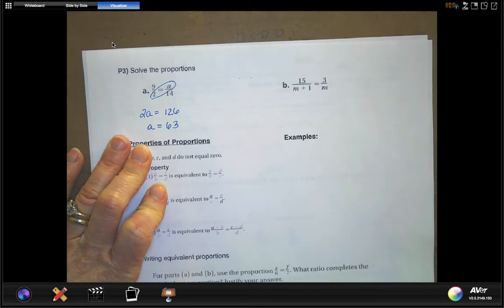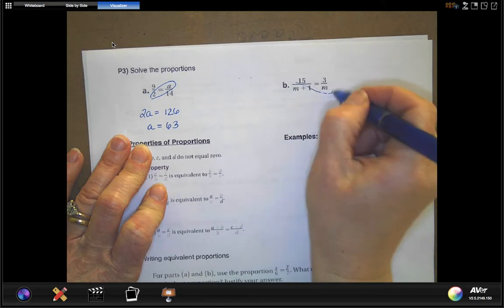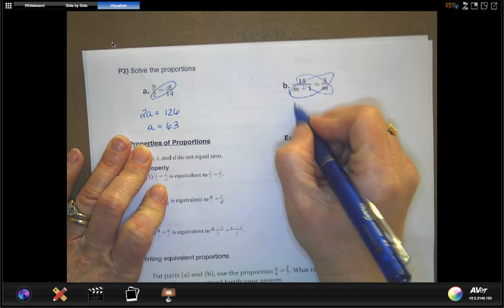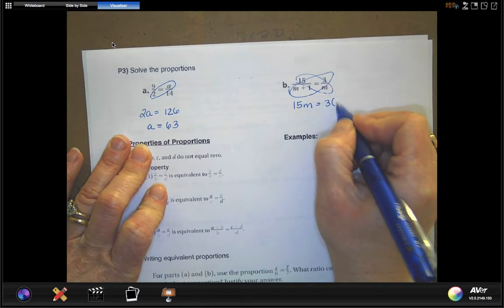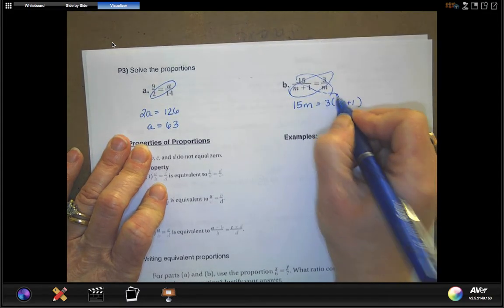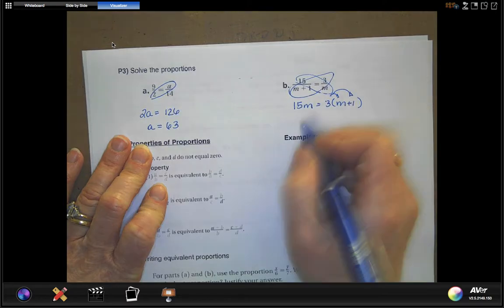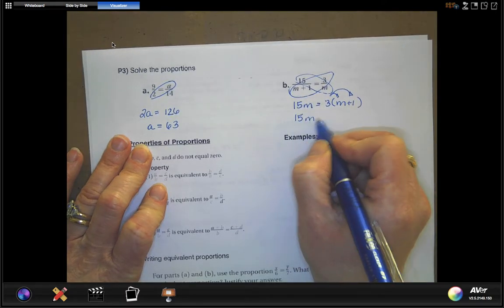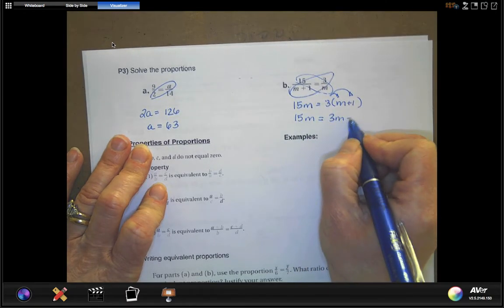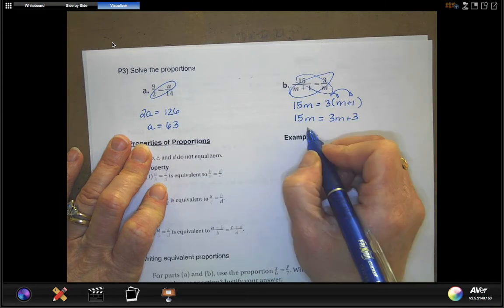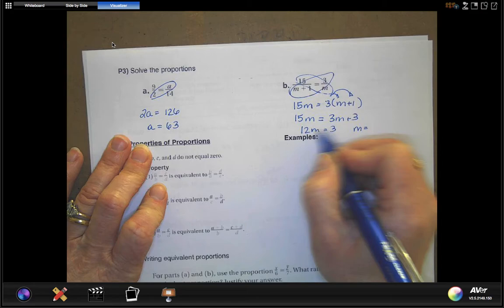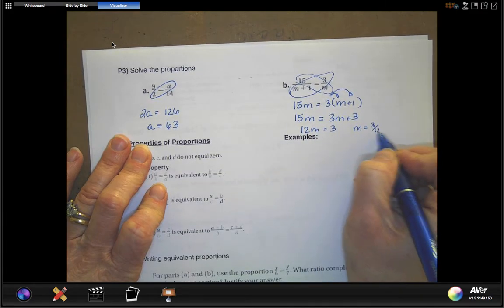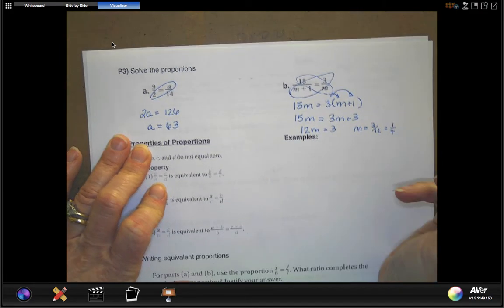Same thing over here. Cross multiply. I get 15m, and then over here I'd have 3 times m plus 1. So you have to remember to distribute that 3. So I have 15m is equal to 3m plus 3. Subtract 3m. 12m is equal to 3. So m, divide both sides by 12, I'd get 3/12, so m is equal to 1/4 if I reduce it.